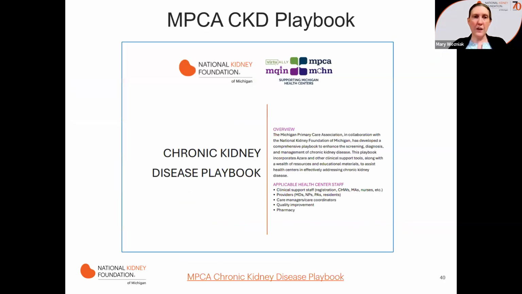And then if any of you are working with health centers that are part of the MPCA, I strongly recommend checking out this playbook that they've created as well. It's useful not only to understand the specific population health tools that they've developed through Azara, but also to understand what educational materials are available, how other clinics are working to address chronic kidney disease, and just a lot of great tips and tricks in there.